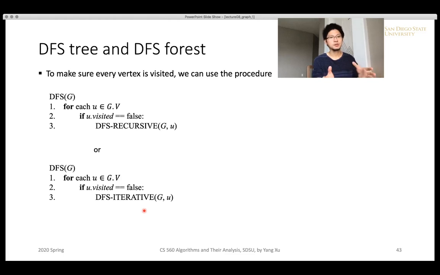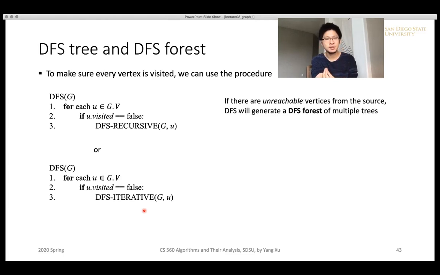So this DFS makes sure that all the vertices in the graph are visited. But the result is not necessarily a tree; it could be a forest of trees. A forest means a collection of different, independent trees, because some vertices may not be reachable from some source vertices.